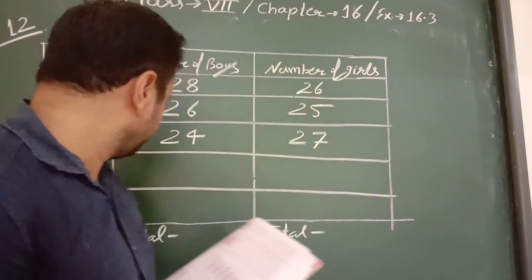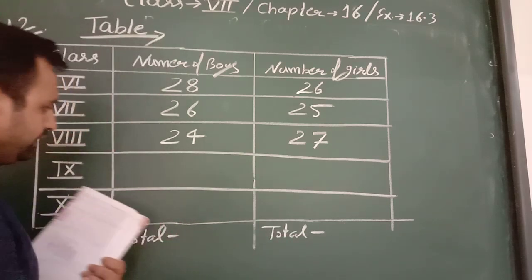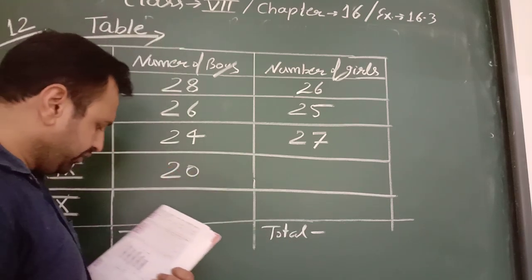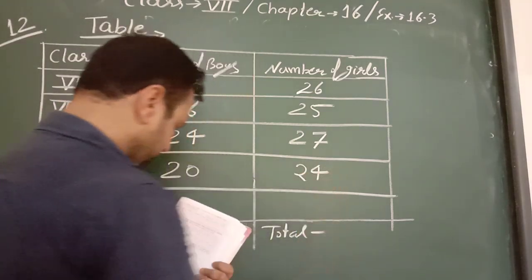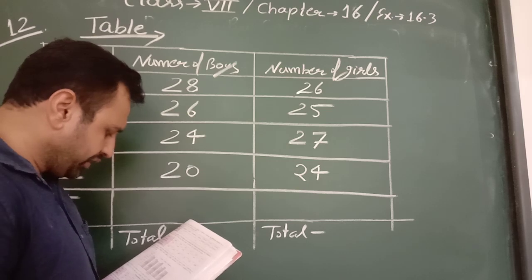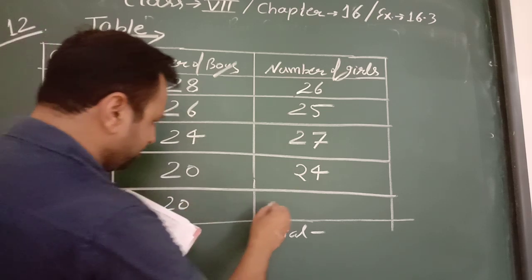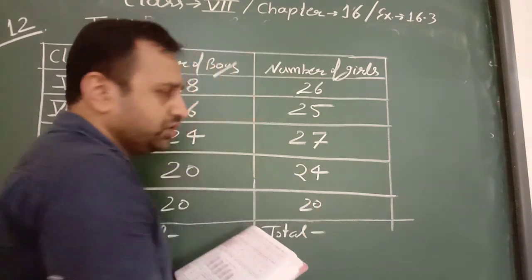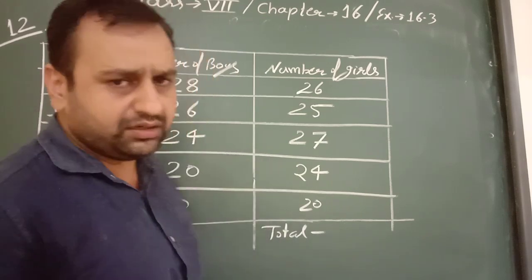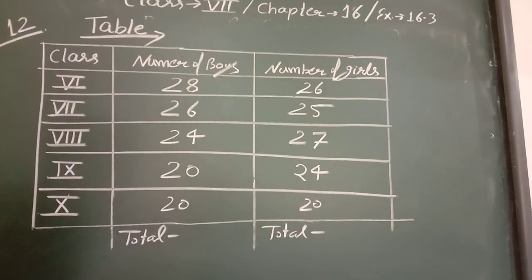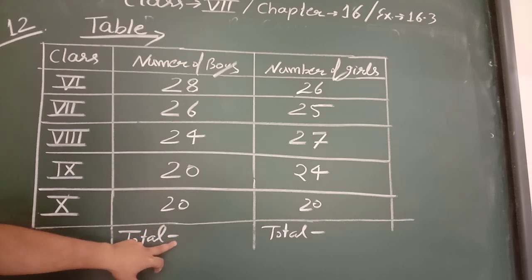For class 9th, the number of boys is exactly 20 and the number of girls is exactly 24. And for class 10, the number of boys is 20 and the number of girls is also 20. So this is a table in which we show classes and their numbers of boys and girls. This table is complete, and now just note down the totals.